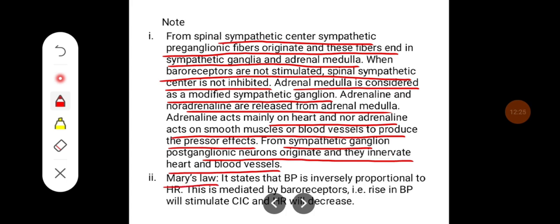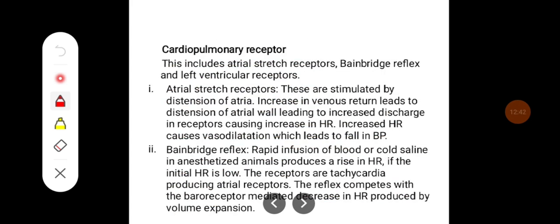Marey's law states that the blood pressure is inversely proportional to the heart rate and not vice versa. So this is mediated by baroreceptors, that is, a rise in blood pressure will stimulate the carotid sinus and heart rate will reduce. Cardiopulmonary receptors include atrial stretch receptors, Bainbridge reflex, and left ventricular receptors.